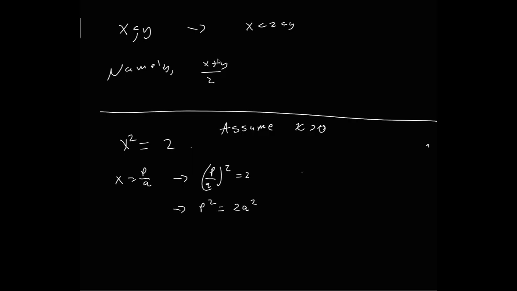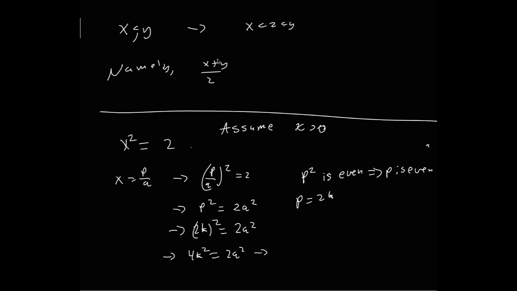So clearly p squared is even. Why? Well, because it has 2 in it, right? And there's something that we can prove, which is that if p squared is even, then p is even. How do we prove this? Well, contrapositive. If p is odd, then p squared is odd. So we get p is equal to 2 times some k. So we do 2k squared is equal to 2q squared, so 4k squared is equal to 2q squared, or that 2k squared is equal to q squared.